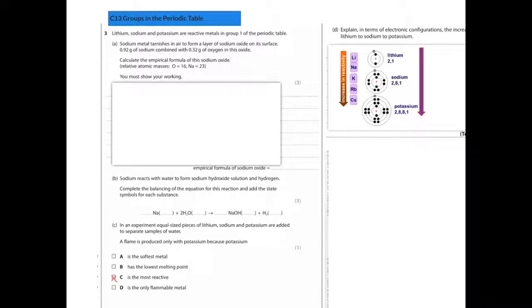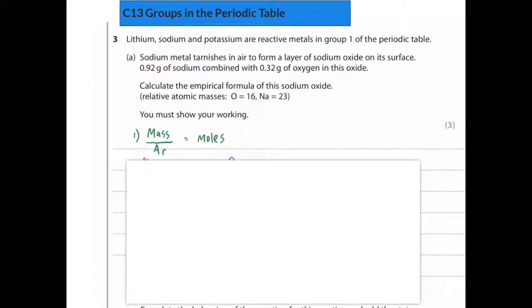And when they do this, you basically will need two values. You'll need the relative atomic mass, the AR, of the chemical in question, and the real mass, which was worked out experimentally by weighing it. Now, this is for 3 marks. Sometimes they will give you the mass of the oxide, that means the metal bonded with oxygen, and the mass of the metal, and you'll have to subtract the two to work out the mass of the oxygen. But here, it's given you the mass of sodium, 0.92 grams, and the mass of oxygen, 0.32 grams, separately, so that's one step you don't have to do.